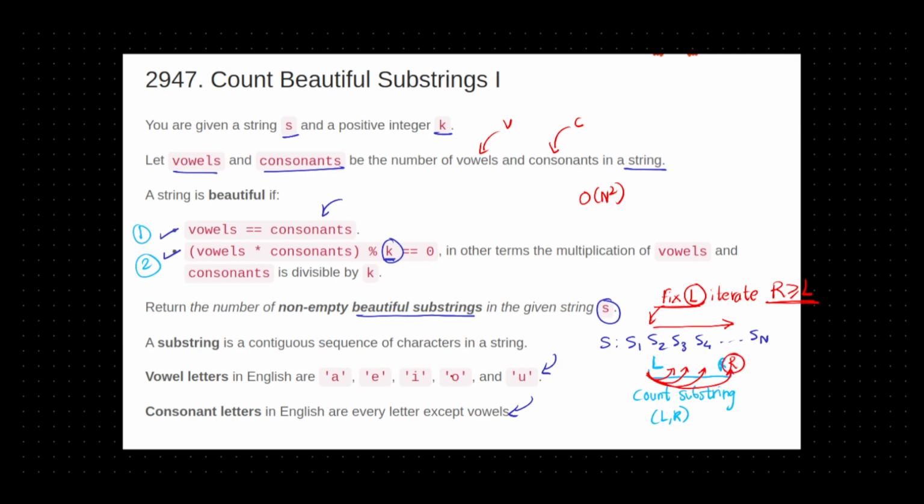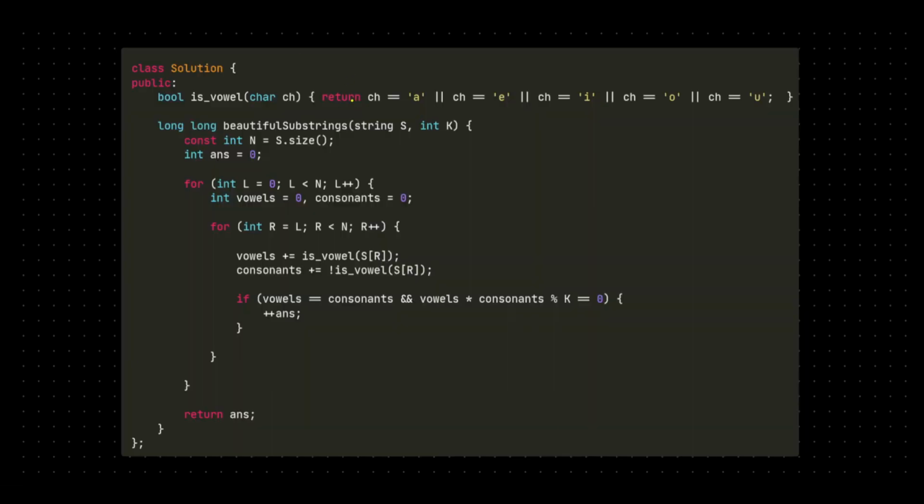If they are met, then the answer will be incremented by 1 because it is one valid substring that we want to find. The implementation for this is as follows. This is a utility function to check whether the character is a vowel. We check whether it is equal to one of the vowels A, E, I, O, U. Next, we initialize the length and the answer, and we fix the left endpoint.